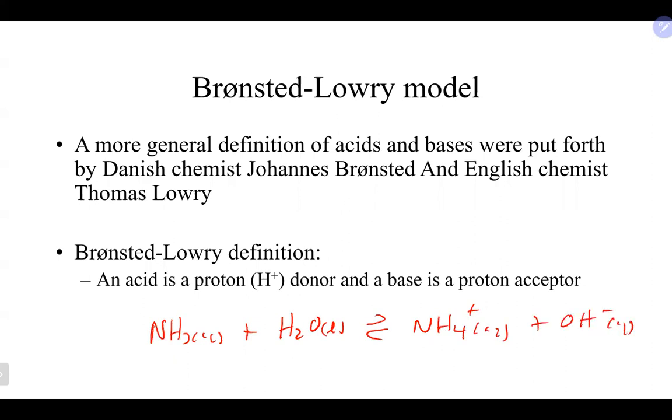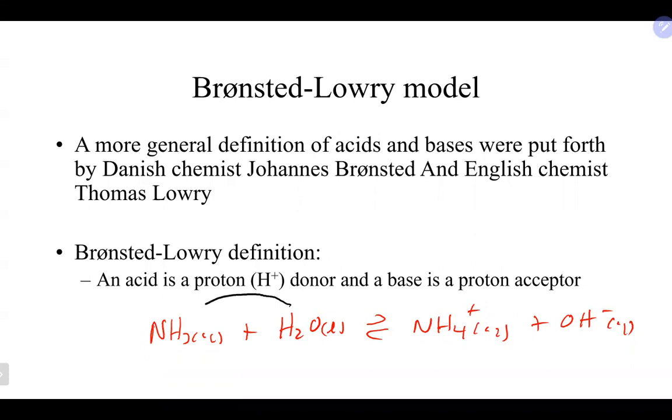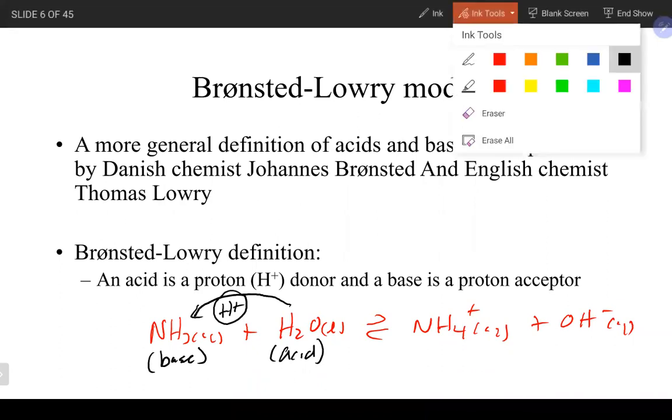In this particular case, it is the water that's going to donate the H+ over to the NH3. That makes the water the acid. The NH3 will accept the H+, which makes the NH3 the base. The result of the Bronsted-Lowry definition is that when that transfer of the H+ happens, we create partners on the other side that are related to the original acid and base. And the partners are these guys here.